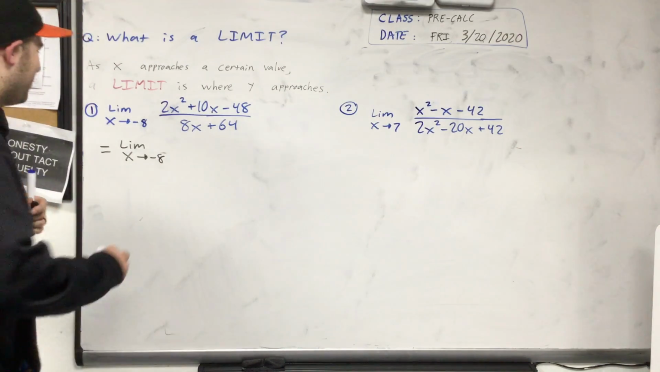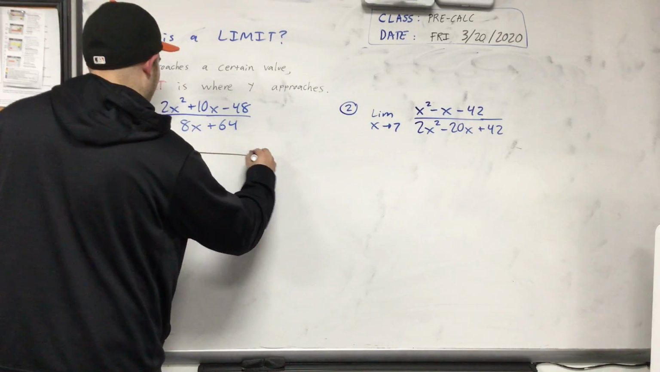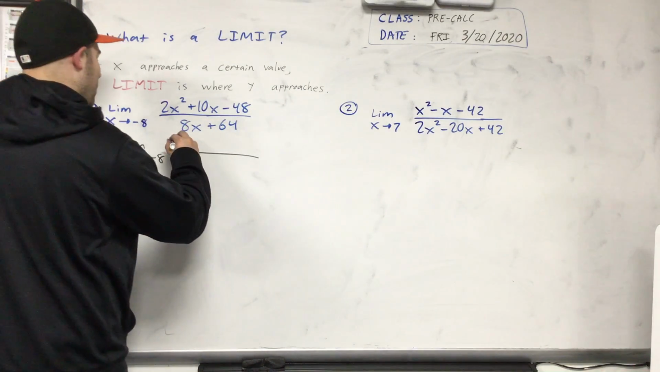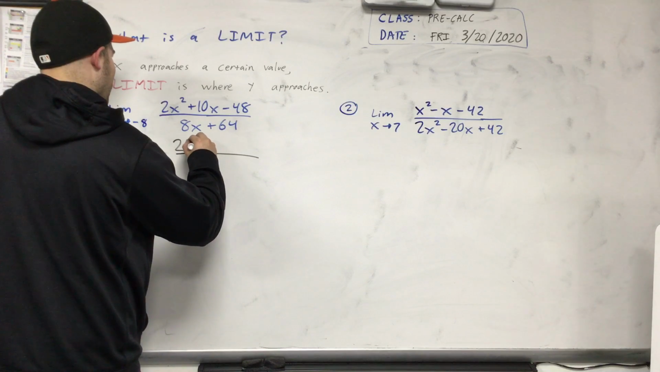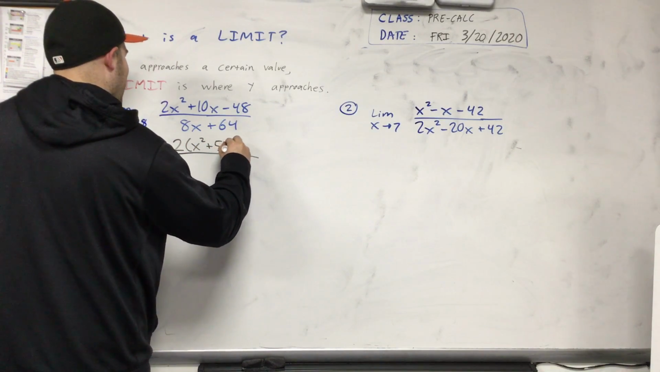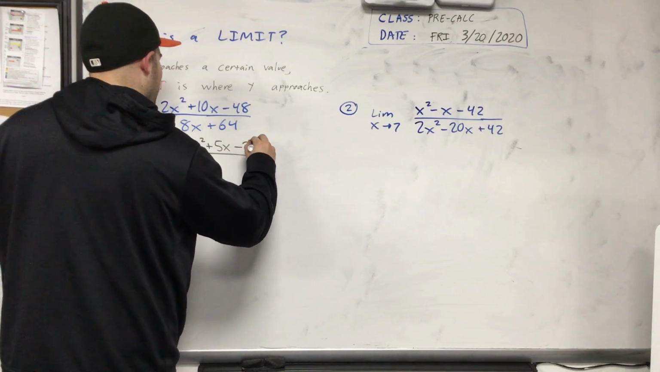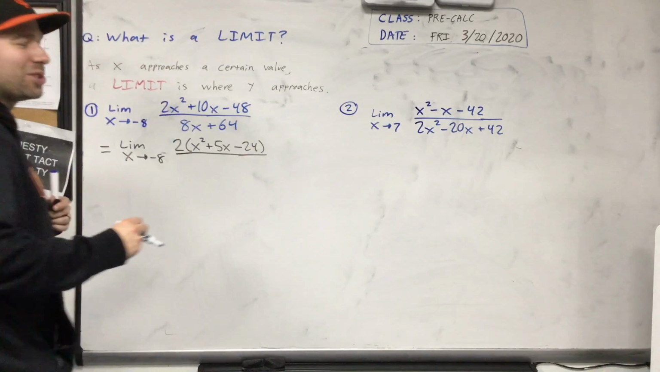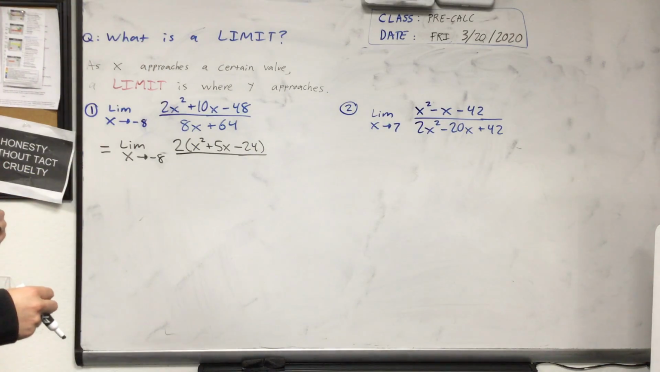Let's find out. Well, can I factor anything on the top? Yeah, I can factor out a 2, getting me 2 times x squared plus 5x minus 24. You notice this is similar to when we reviewed the Algebra 2 problems at the beginning of the week.